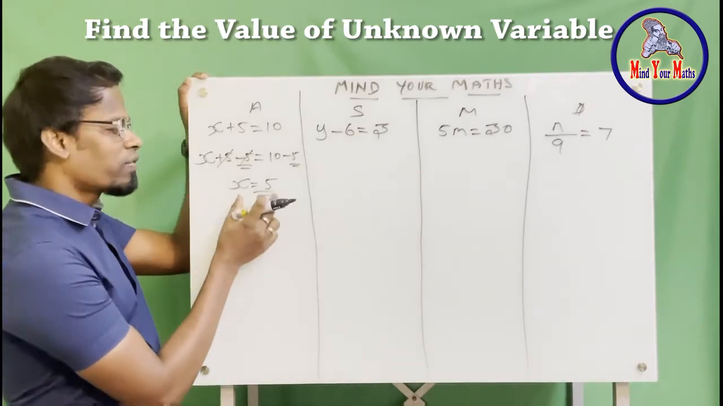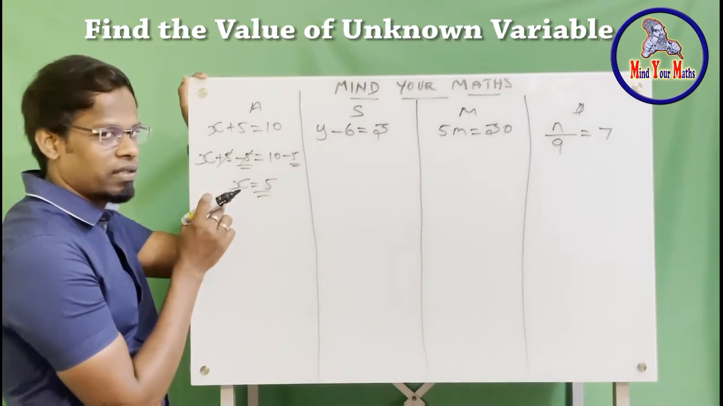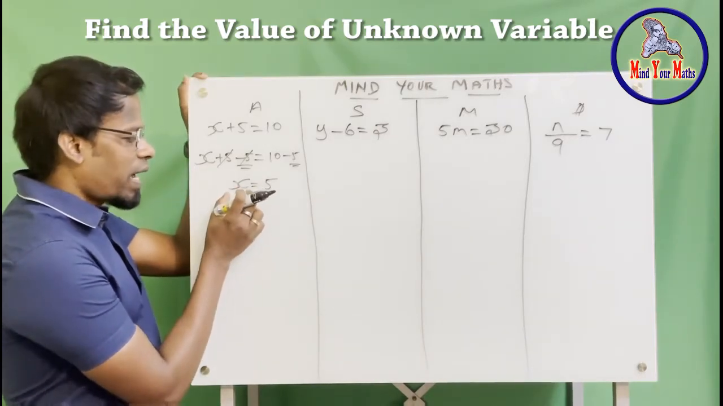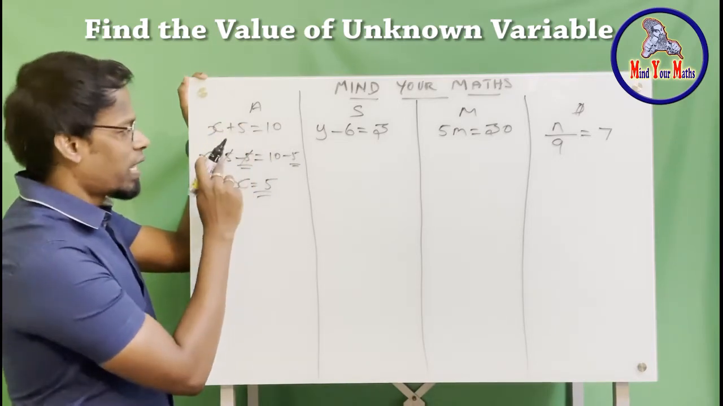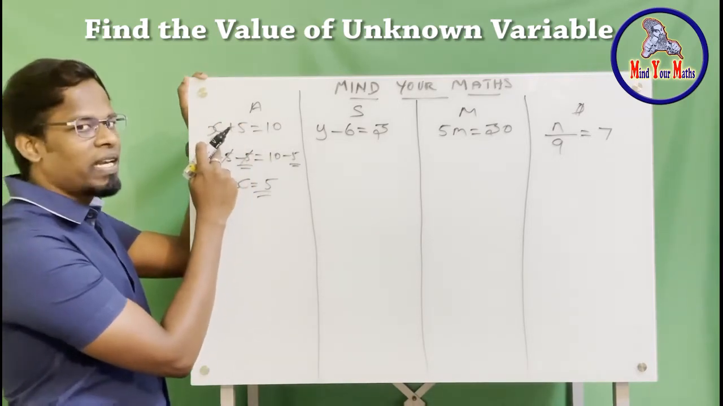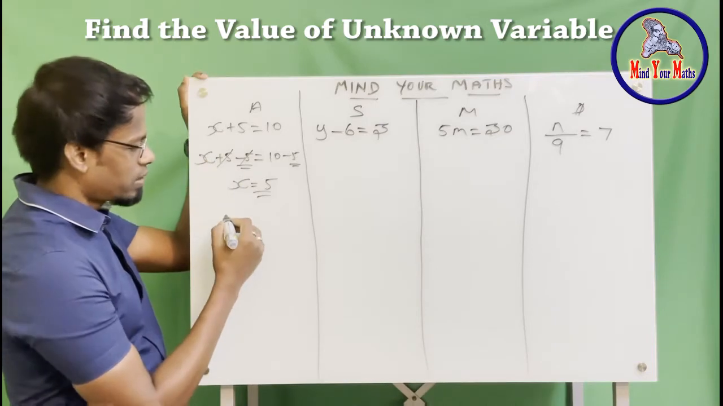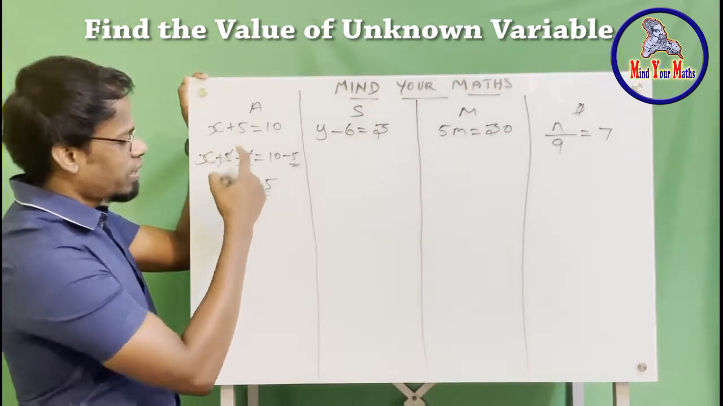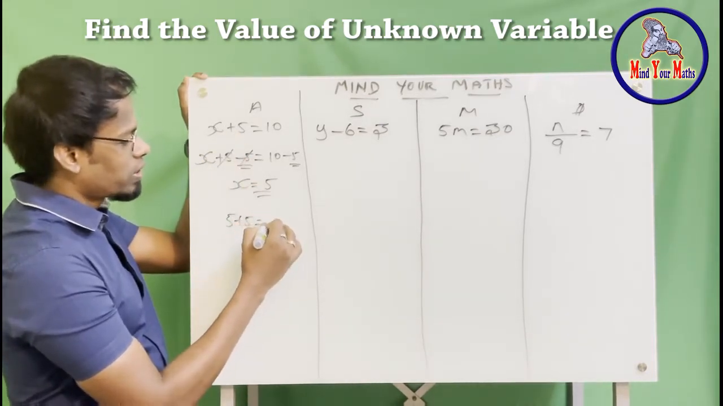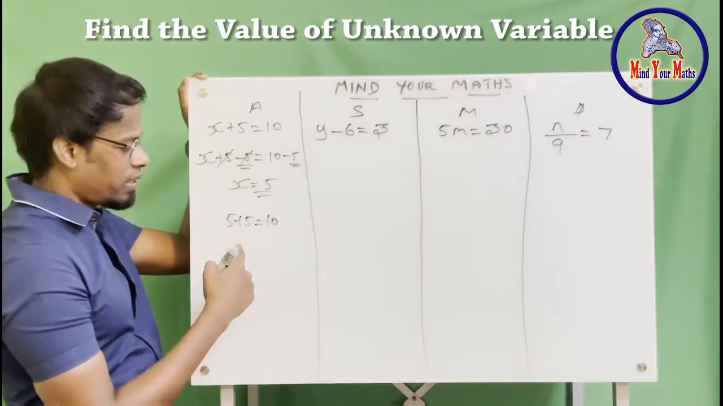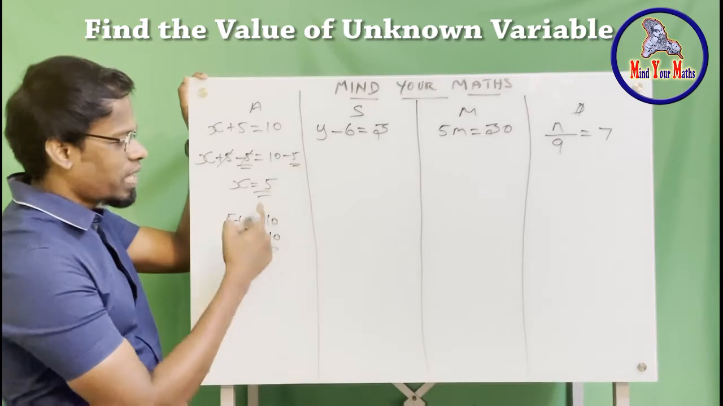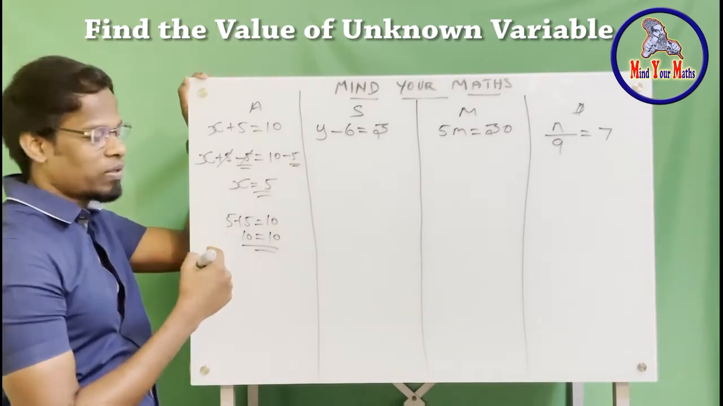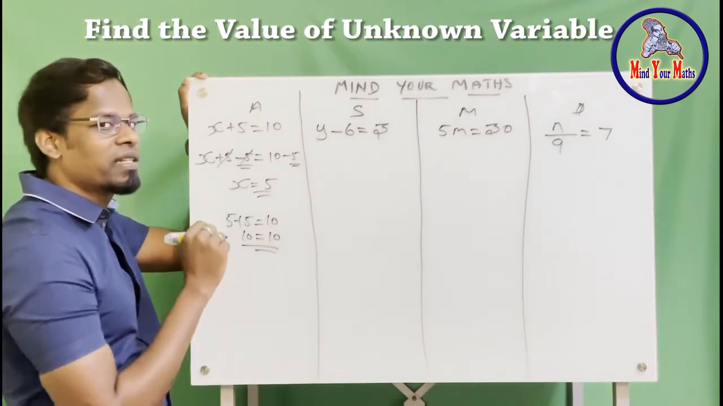Now how do we know if the answer is correct? We can substitute the x value in our original equation, right? Let's do that. If you substitute the x value as 5, then 5 plus 5 equals 10. That's right? 5 plus 5 is 10, and it equals 10. So the answer is correct. That's how you check whether your answer is correct.